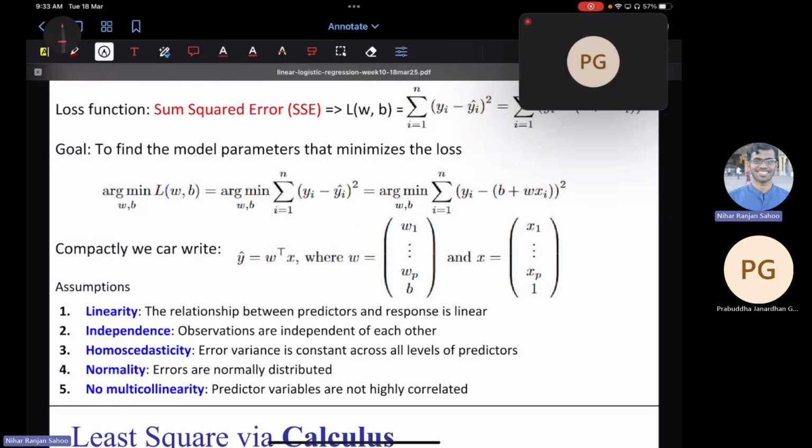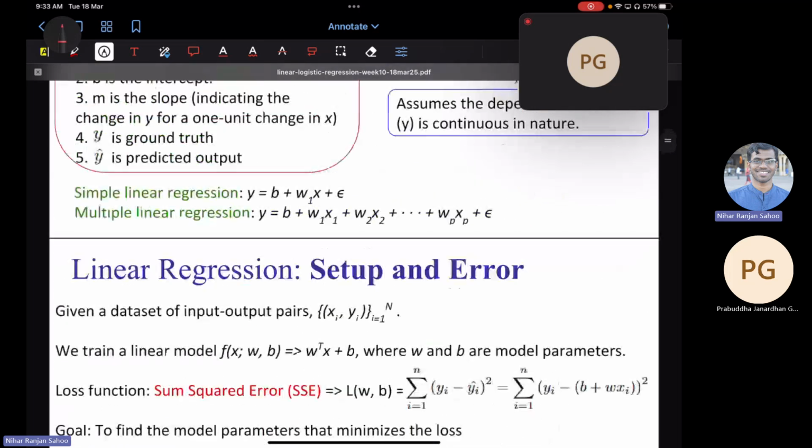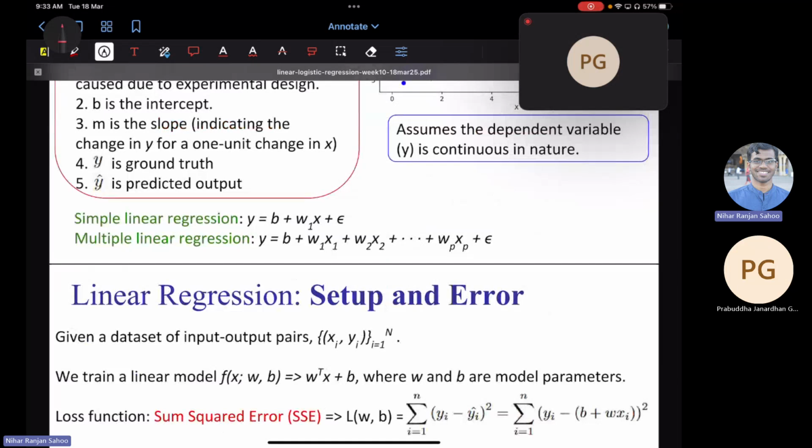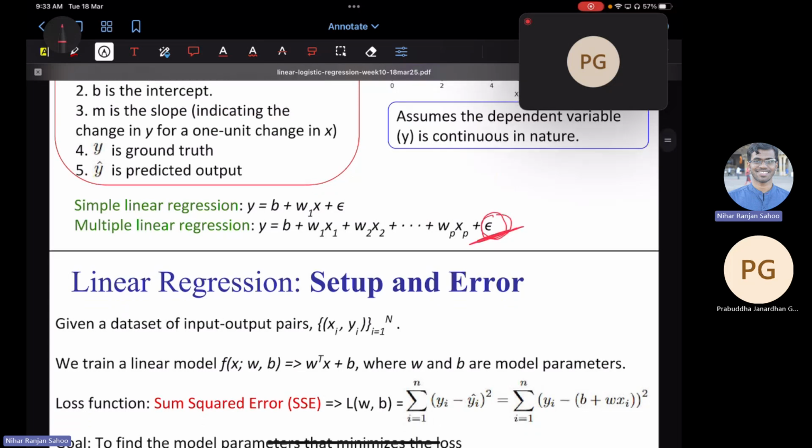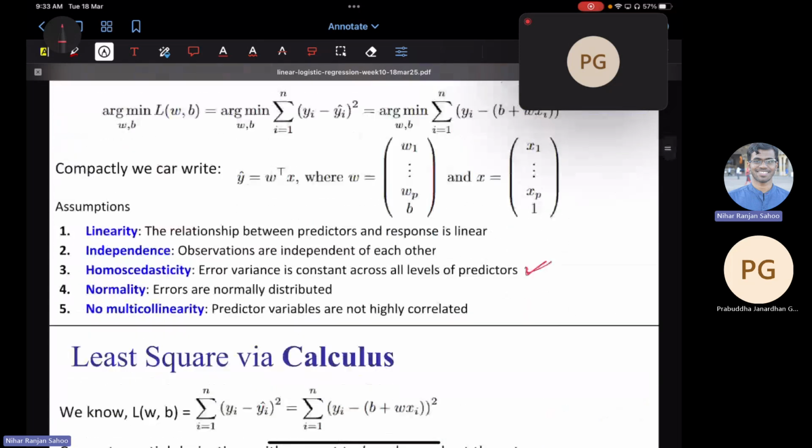So today also we'll go over some of these assumptions. Particularly, we'll discuss these assumptions again. Homoscedasticity. What does homoscedasticity say? It says the error variance is constant across all levels of the predictor. So what do we mean by that? This is the kind of mechanical error during the process of data collection, and it is uniform across all data points. So that's what we discussed.